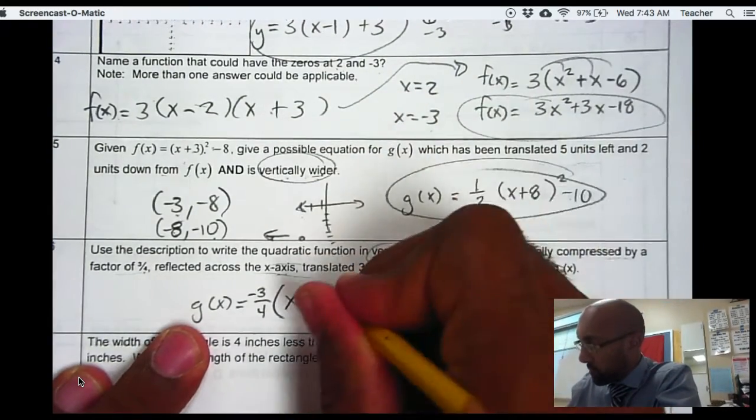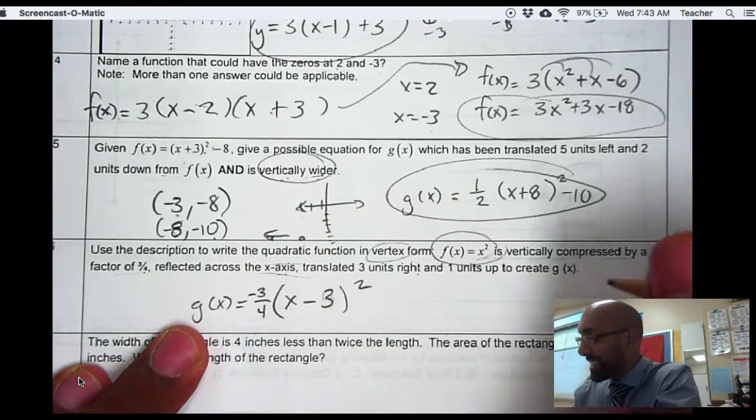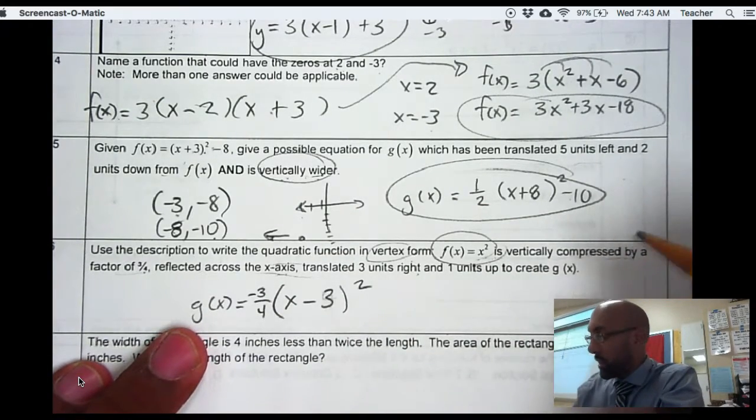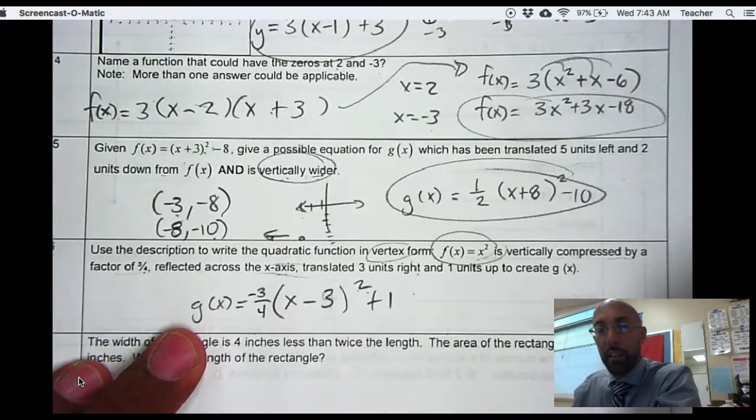Minus 3. Okay, then 1 unit up to create g of x. So then that just changes that number outside.